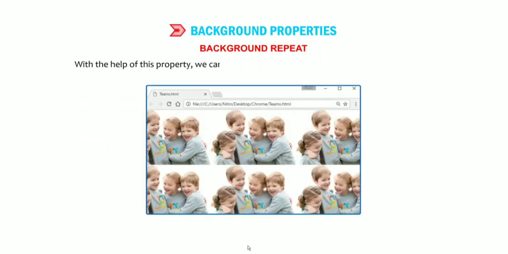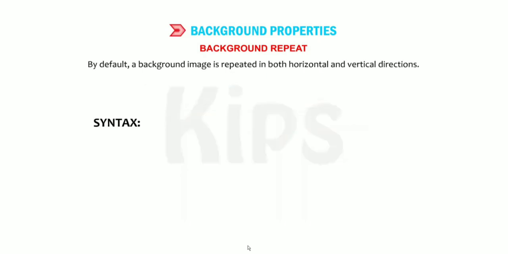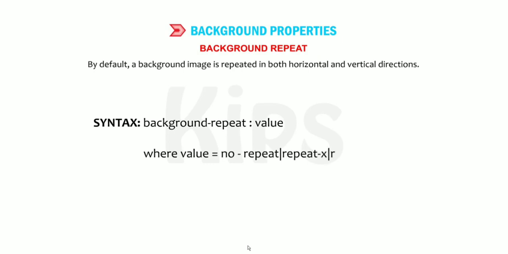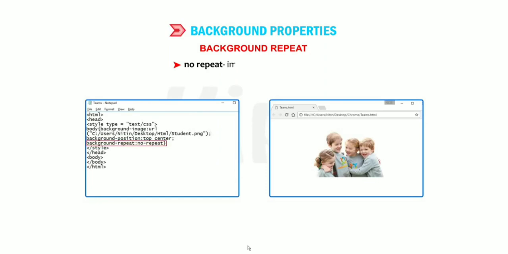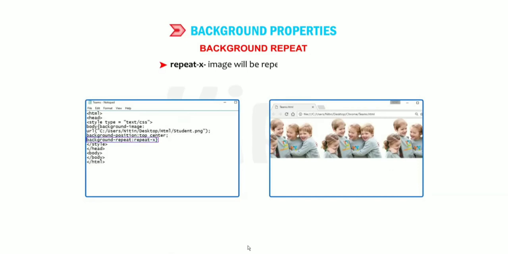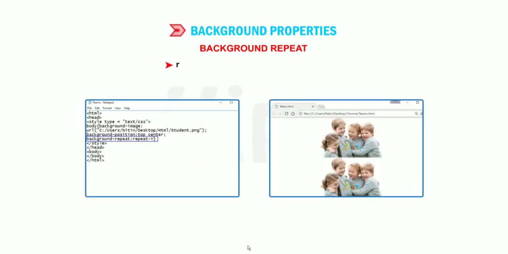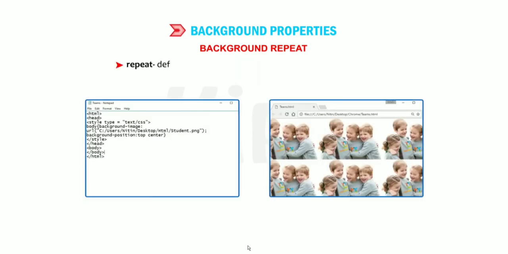In CSS, you can also repeat the image. This property helps in either fixing or repeating the pattern of the background image. By default, a background image is repeated in both horizontal and vertical directions. The syntax is background-repeat: value, where value is no-repeat, repeat-x, repeat-y, or repeat. This is how you can repeat an image. It will be repeated as many times as you want, where you can set the value.